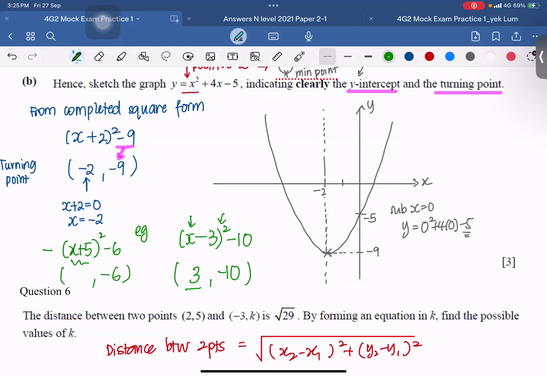This squared happens when this whole thing equals 0, so the answer will be -5. But this negative sign here only tells you this is a sad face. It does not affect the minimum value, it does not affect any of the values here. This negative sign only tells you that it's a sad face. That's all. Okay, but this one is seldom tested.